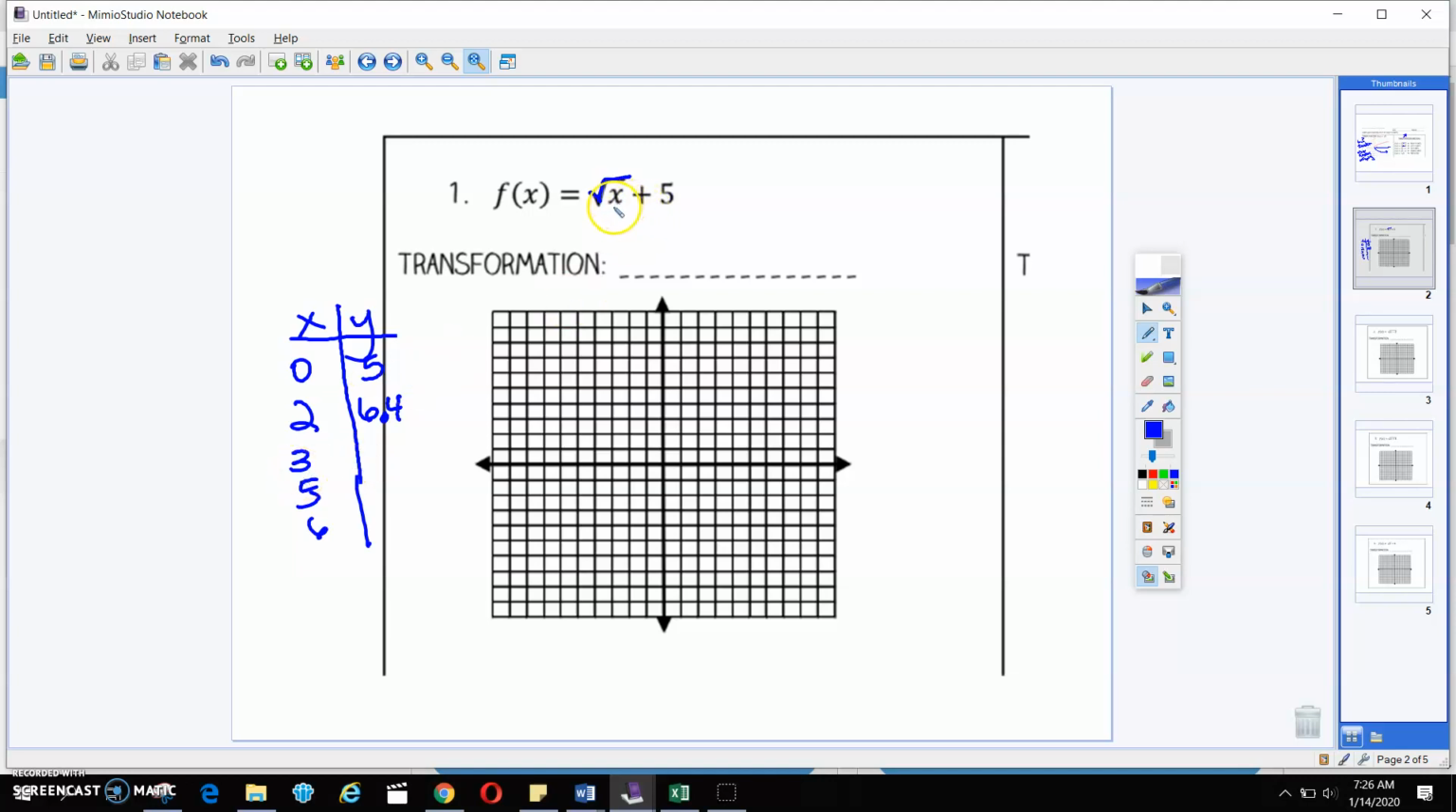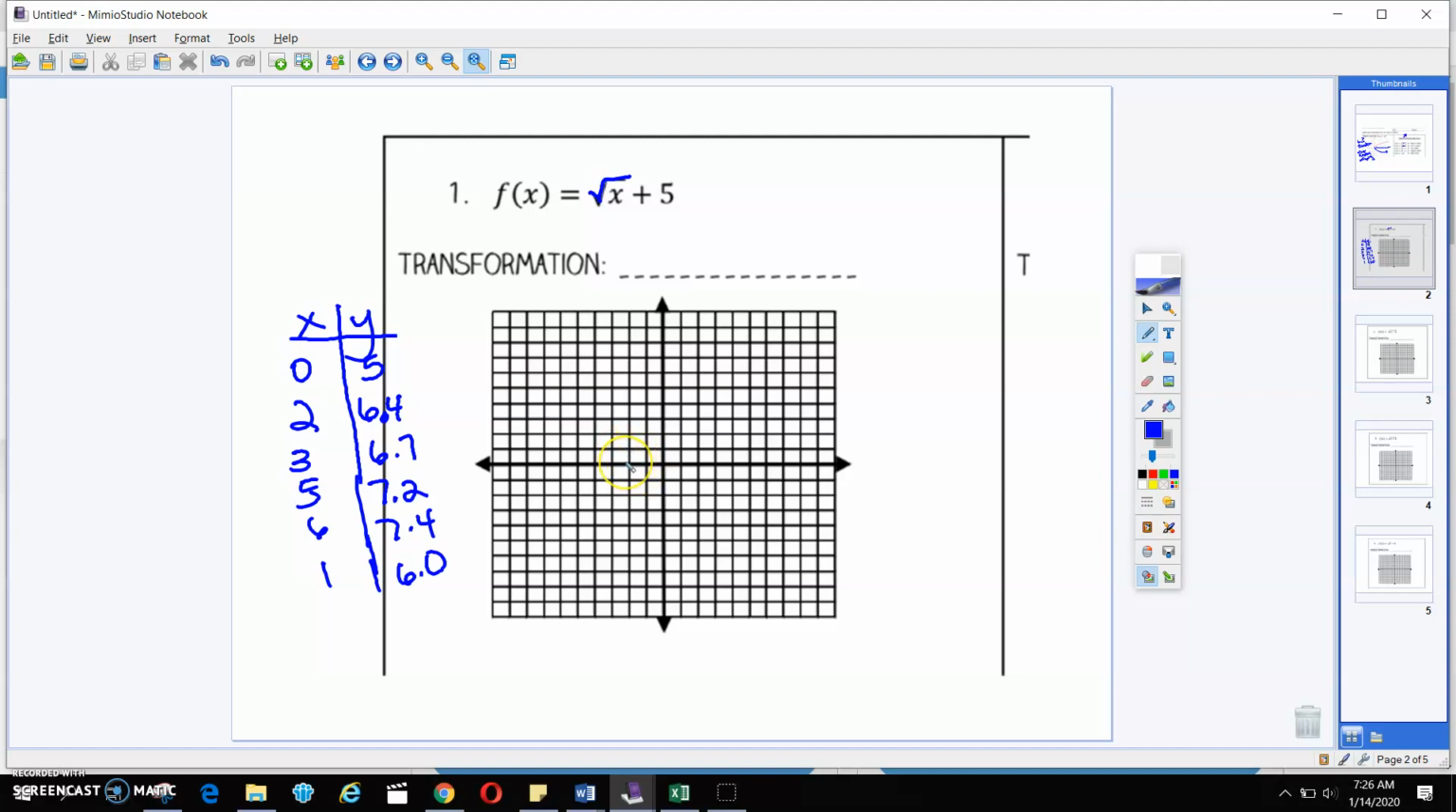All right, if I take 3 and plug it in, I'm going to get the square root of 3 plus 5. So what is that going to give me? If I plug in 5, what's going to happen? If I plug in 6, what's going to happen? Go ahead and plug in when x is 1 so that we can see that graph really well. When x is 1, what happens? 6. Okay.